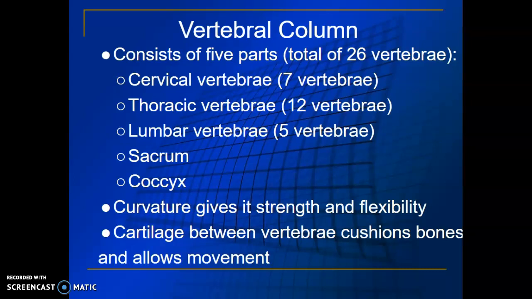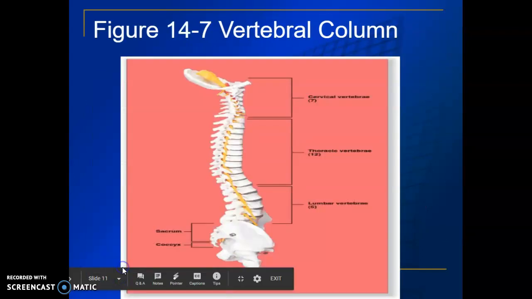There's a natural curvature to our spine, and that helps give us strength and flexibility. If it was straight up and down, it would be brittle and not be able to take impact as much. And there's cartilage between each of the bones in the spine, and they're like little cushions, but they also allow you to move more freely.